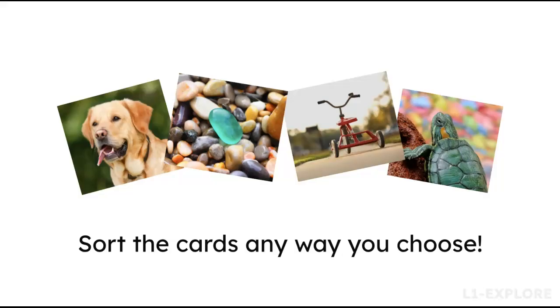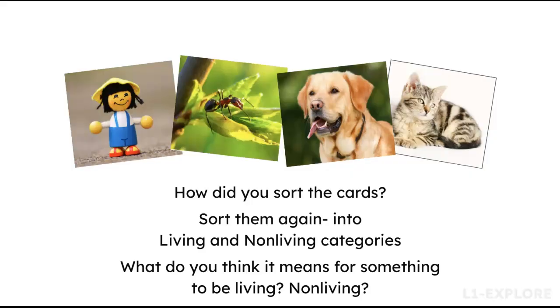For the Explore portion, you'll tell students that they're going to do some more investigating to figure out how to tell if something is living or not living. You'll put them into groups and give each one a set of living and non-living cards. Students will first sort the cards any way they choose. They'll then sort them into living and non-living categories.